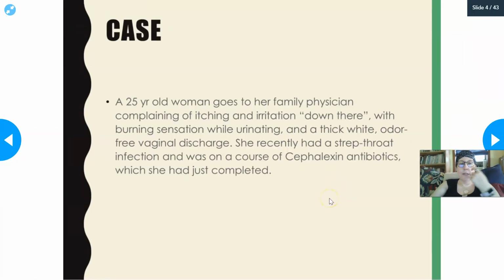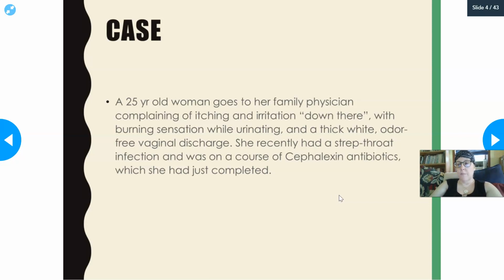So let's start by looking at a case. You have a 25-year-old woman that goes to her family physician complaining of itching and irritation down there, with a burning sensation while urinating and a thick, white, odor-free vaginal discharge. She recently had a strep throat infection and was on a course of cephalexin antibiotics, which she had just completed.